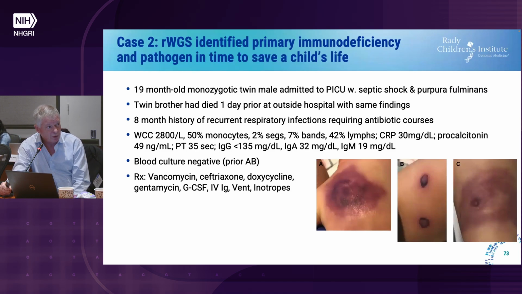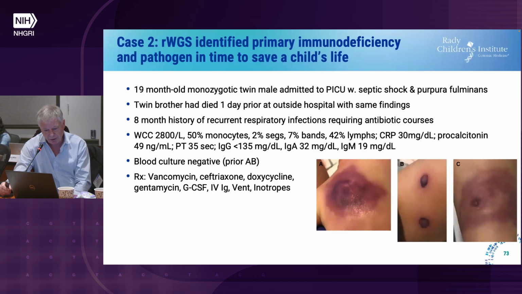This is a little baby boy who's admitted at 19 months of age to the PICU with septic shock, and the pictures show purpura fulminans, if you are not familiar with that. I'd never seen it before. His twin brother, and he was a monozygotic twin, had died 1 day earlier at an outside hospital. Our hospital's located 11 miles from the border with Mexico. We have a lot of cases like this of families who try to get across the border to get admitted to our hospital. In this case, the twin brother had died on the other side of the border.